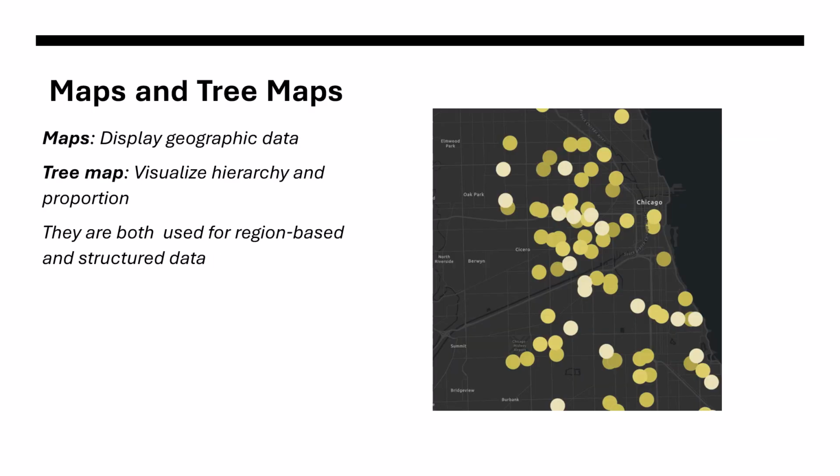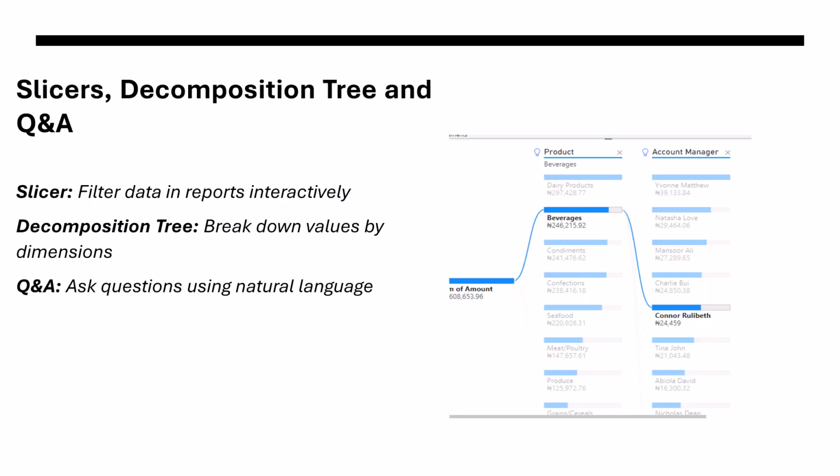Map visuals allow us to display data that has a geographic component, like showing sales across different states or countries. You can use maps or filled maps depending on the effect you want. Tree maps, however, are great for hierarchical data. They use nested rectangles to show the relative size of each item, and they make it easy to compare parts of a whole when there are multiple levels involved.